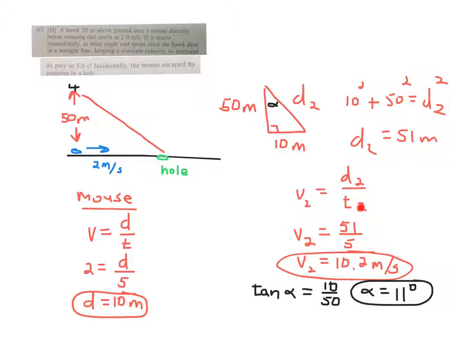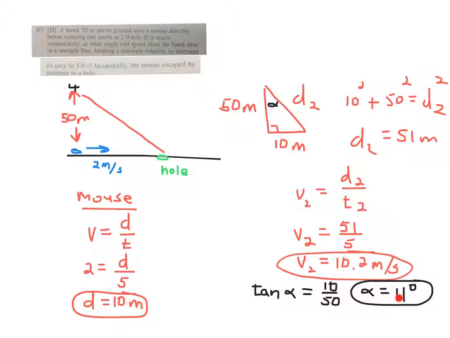So you're doing V equals D over T once again. So we're assuming a constant velocity in a straight line, constant speed. So 51 divided by 5, the hawk has to travel at 10.2 meters per second in order to try to catch the mouse. Actually, if they really wanted to catch the mouse, they'd have to travel a little bit faster than that at a slightly lower angle than this.